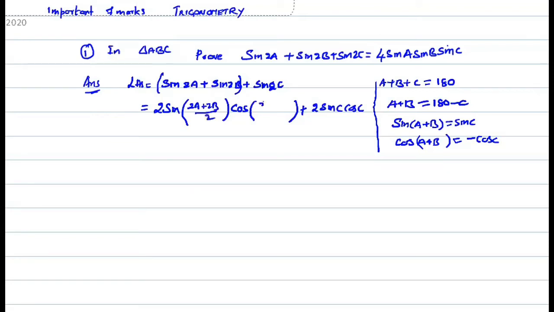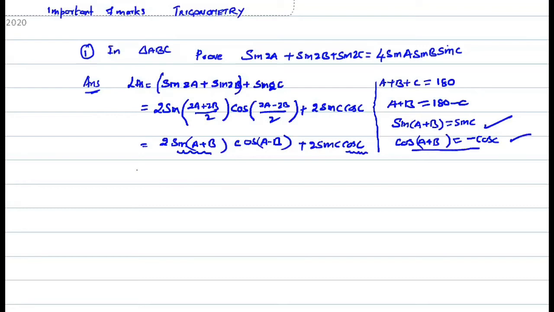And then cos (A−B)/2. Sin C plus sin D is 2 sin (C+D)/2 cos (C−D)/2, right? This is nothing but 2 sin (A+B) cos (A−B), dividing by 2, plus 2 sin C cos C. What is sin of (A+B)? Sin of (A+B) is sin C. I replace sin of (A+B), the underlined part, with sin C, and cos C with minus cos (A+B).